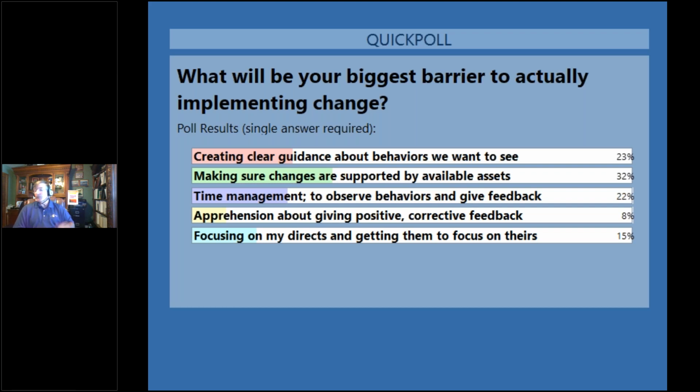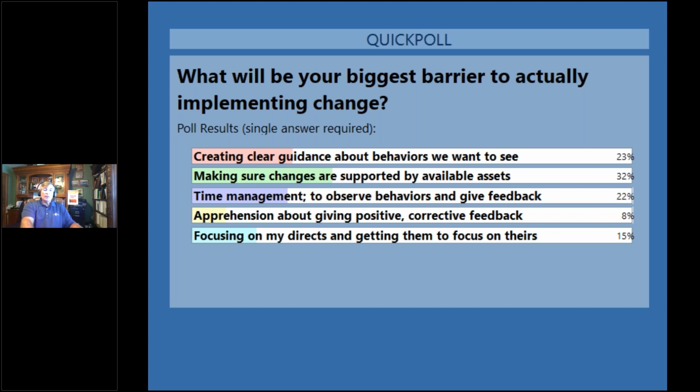So all in all, it's very interesting. I like the spread, and then focusing on your direct reports to getting them to focus on theirs. Again, that's just simply having good leadership capability within yourself. So what I would pose back to the folks that put in their responses is that the question before you now is, how are you going to solve these behaviors for yourselves, right? How are you going to make these a smaller barrier to implementing a change?